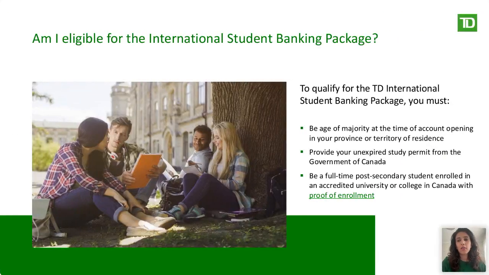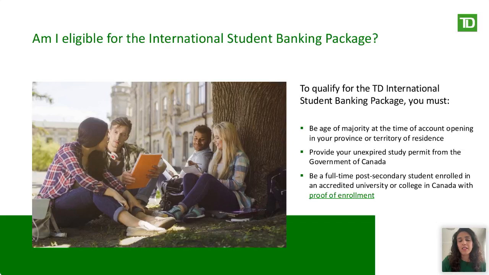Okay, so now the eligibility check. Am I eligible for the international student banking package? If you're 18 plus, you have a valid study permit, and you are enrolled full-time, you are eligible. You don't need a long banking history or a cosigner. TD meets you where you are, whether it's in your home country or just landing at the airport.